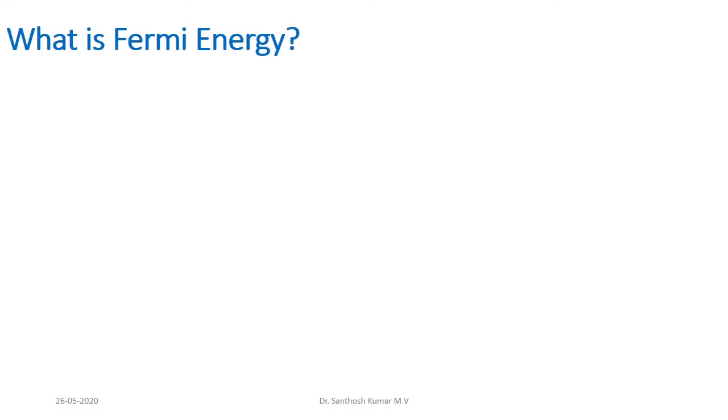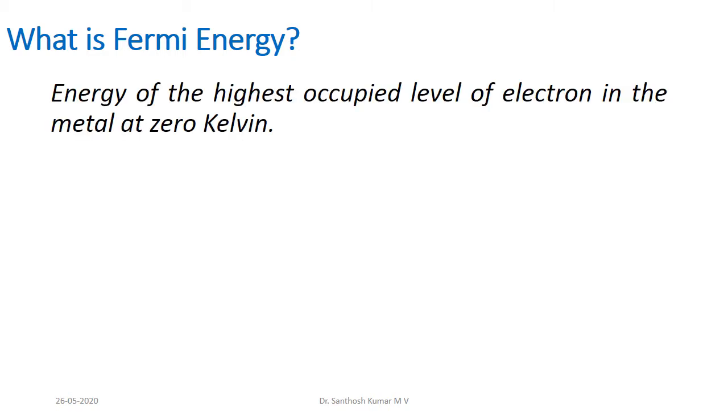Next is, what is Fermi energy? This is the first question which arises in our mind. So what is basically the Fermi energy and what is its importance? The Fermi energy is the energy of the highest occupied level of electron in the metal at absolute 0 Kelvin. This is the definition.